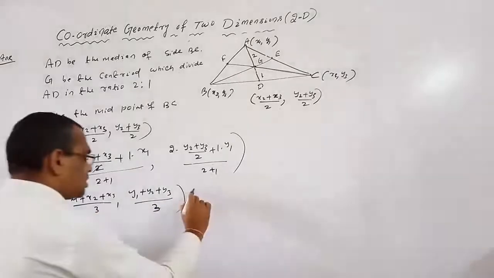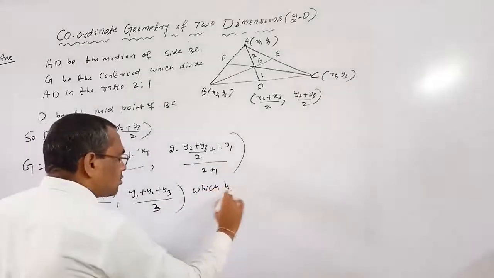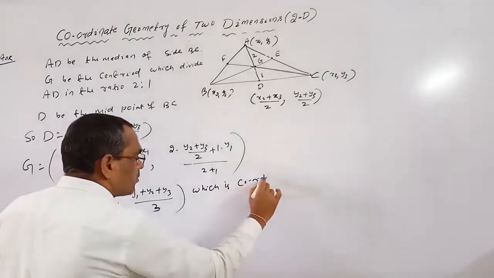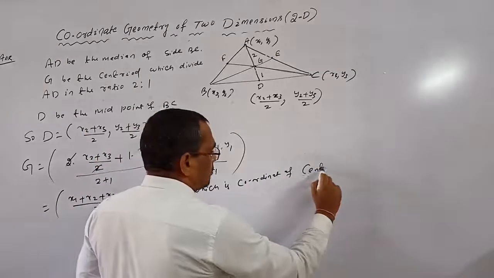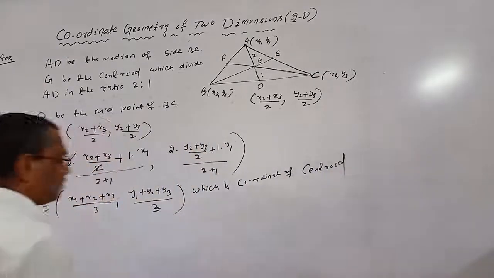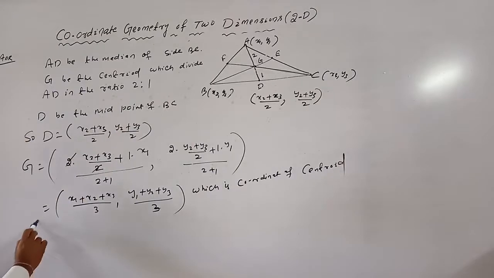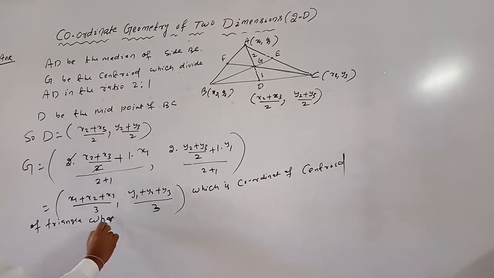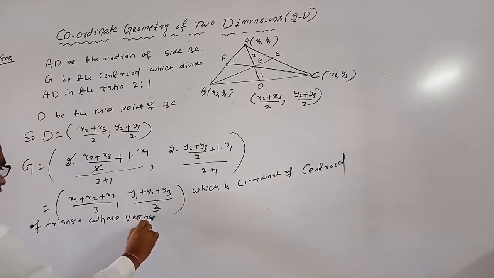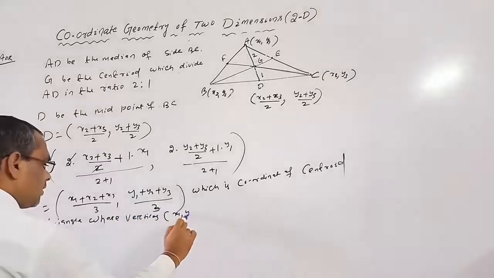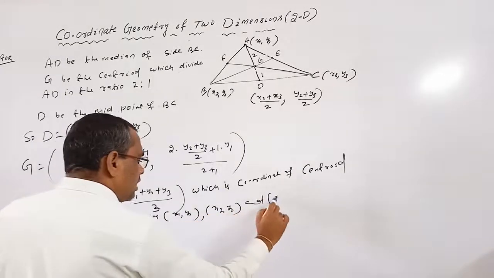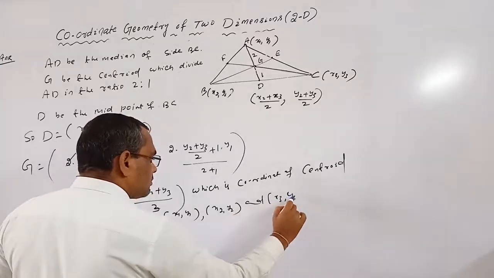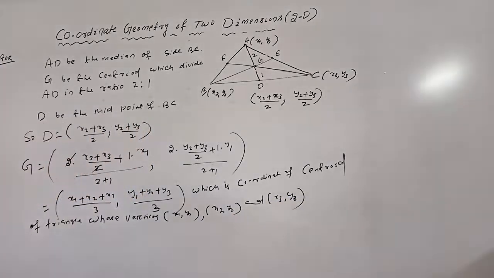This is the coordinate of the centroid of a triangle whose vertices are x1, y1, x2, y2 and x3, y3. Do you understand?